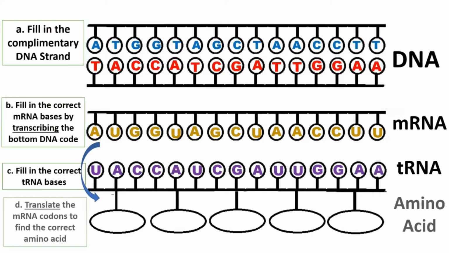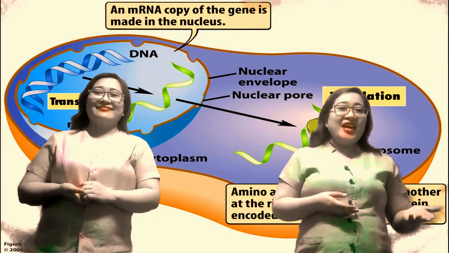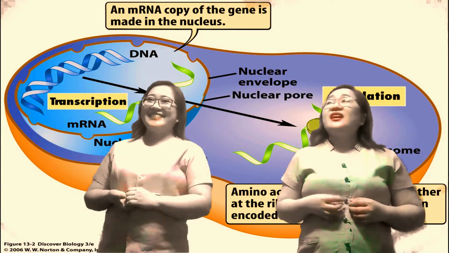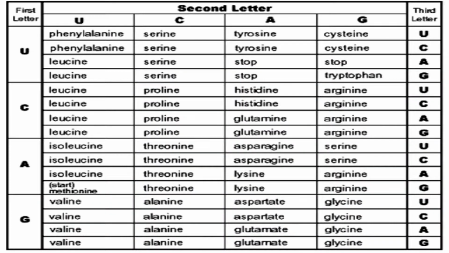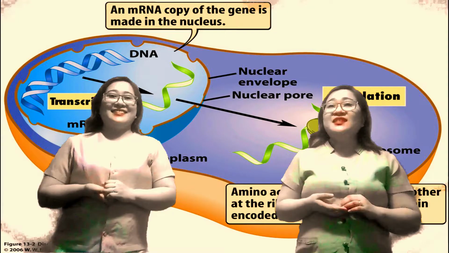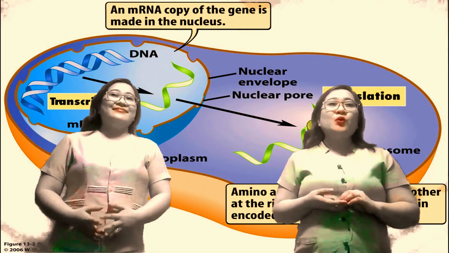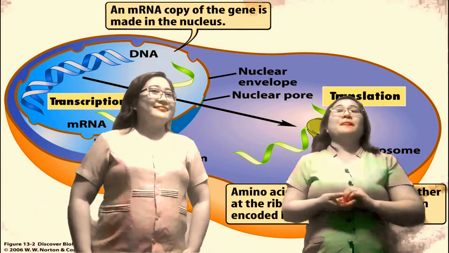For the fourth procedure, translate the mRNA codons to find the correct amino acids. We will use the genetic code. The genetic code is the language in which instructions for proteins are written in the base sequences. It is used to decode the mRNA message.